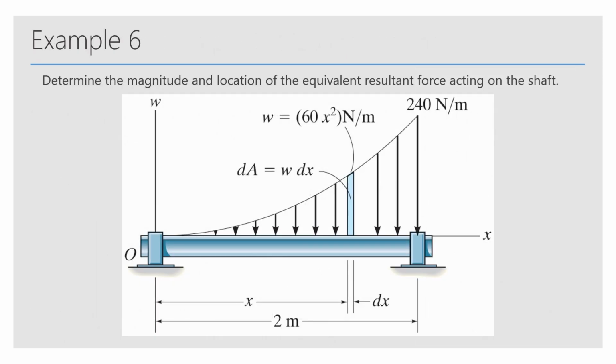So our first example: determine the magnitude and location of the equivalent resultant force acting on the shaft. They give us that the function for this curve is w, which is 60x squared newton meters. And they give us that the largest force acting all the way at the end of the beam is 240 newton meters.